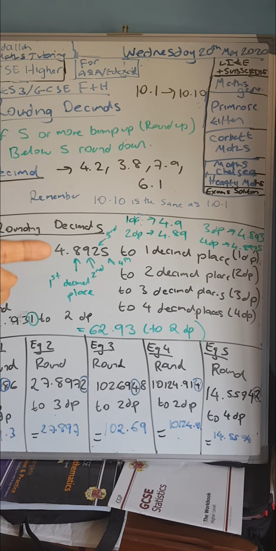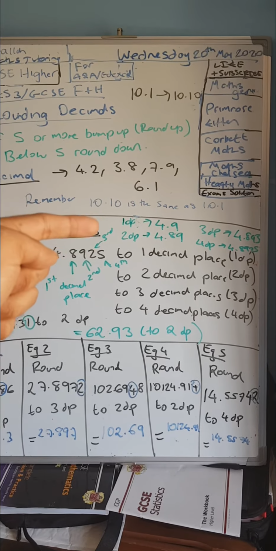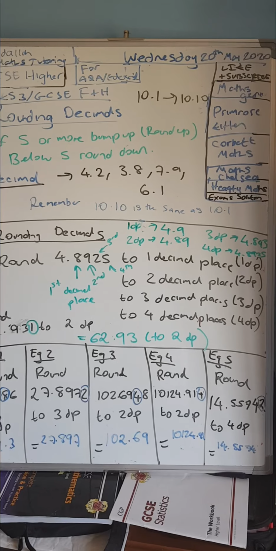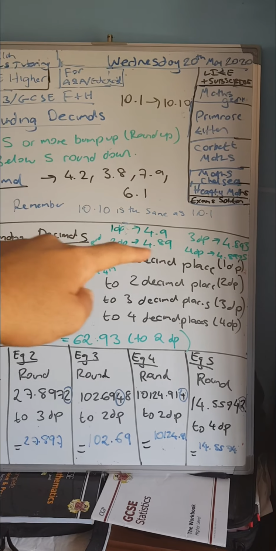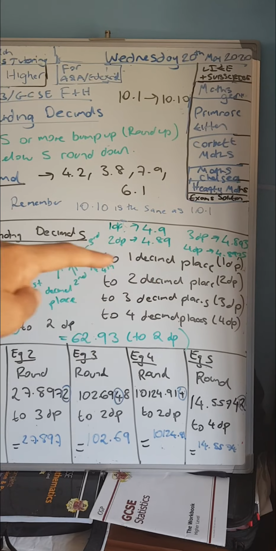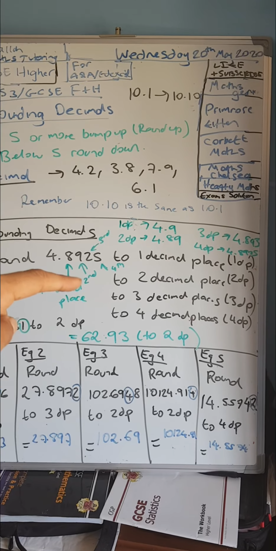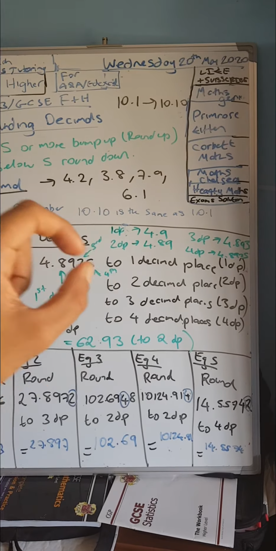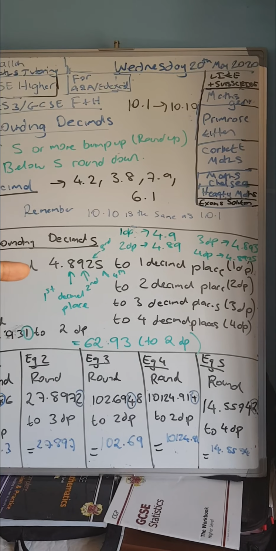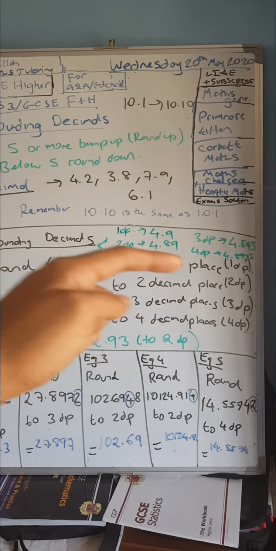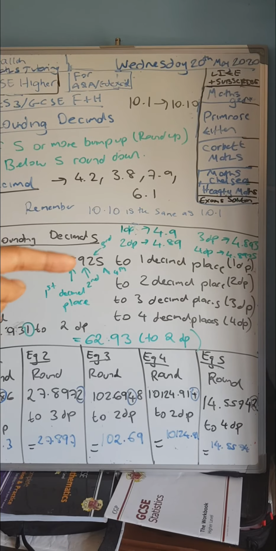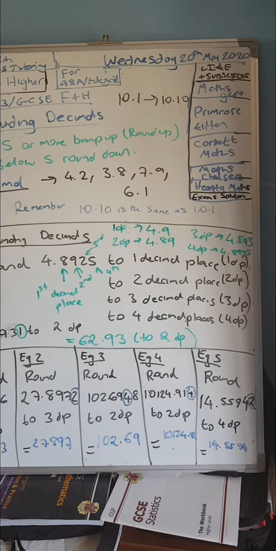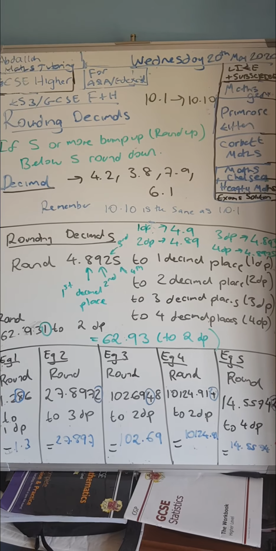When we round decimals, we have to look at the next place along. That's my units, tenths, hundredths, thousandths, and ten-thousandths, and obviously tens, hundreds, and so on. When I round to 1 decimal place, I look at the second decimal place. If that number's 5 or more, I round the first decimal place up. So 4.8925 to 1 decimal place is 4.9, because the 9 there is above 5, so I bump up that 8 to 9. I hope that was clear.